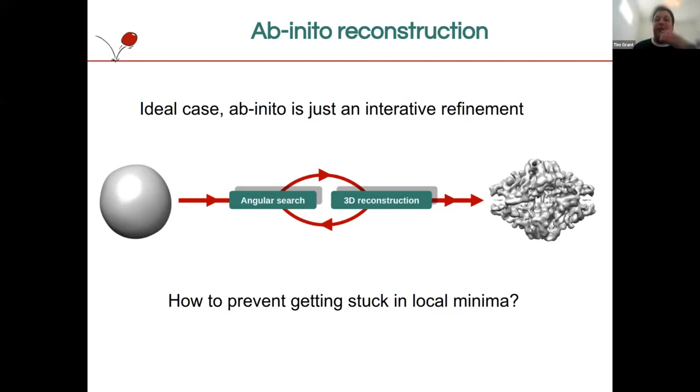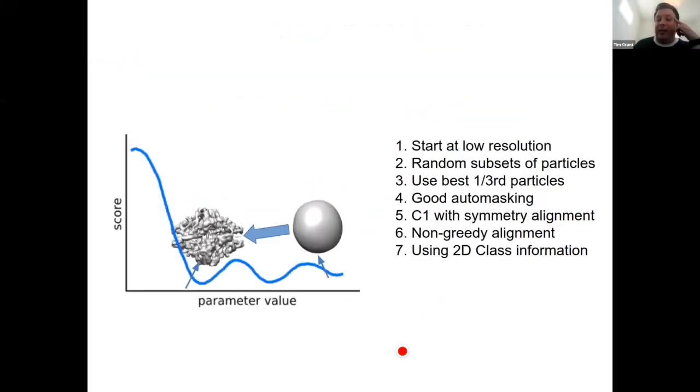And in cryoSPARC, we have a number of different ways of doing this. But what I really want to focus on is this non-greedy alignment. And in the development version, you can use 2D classification information to constrain your ab initio.